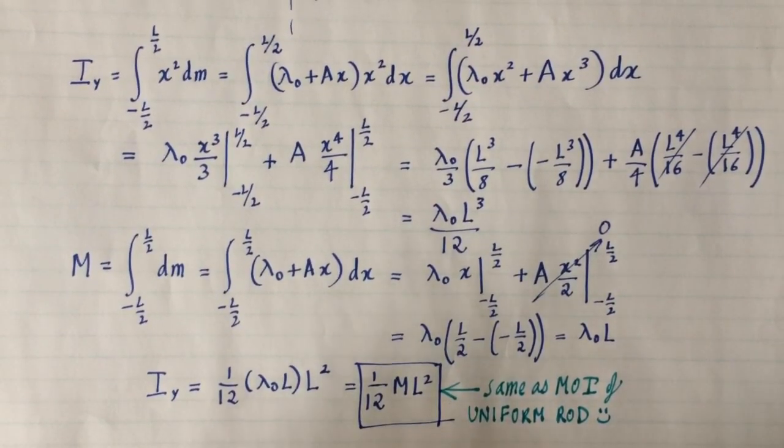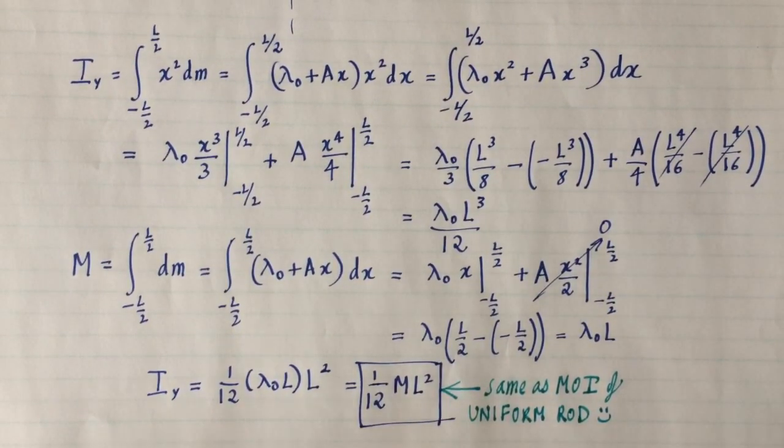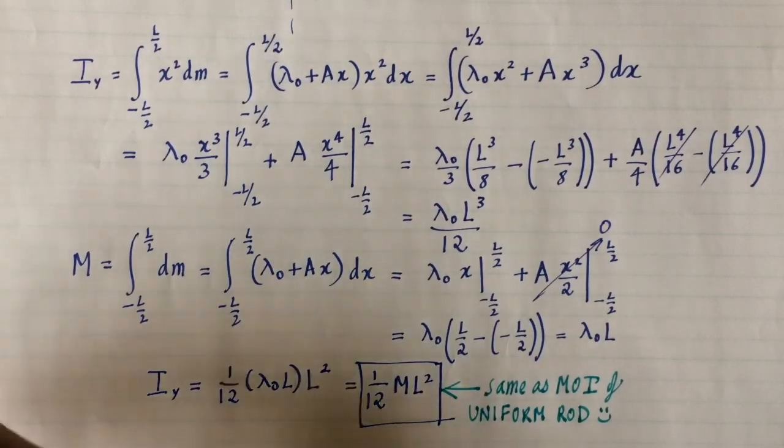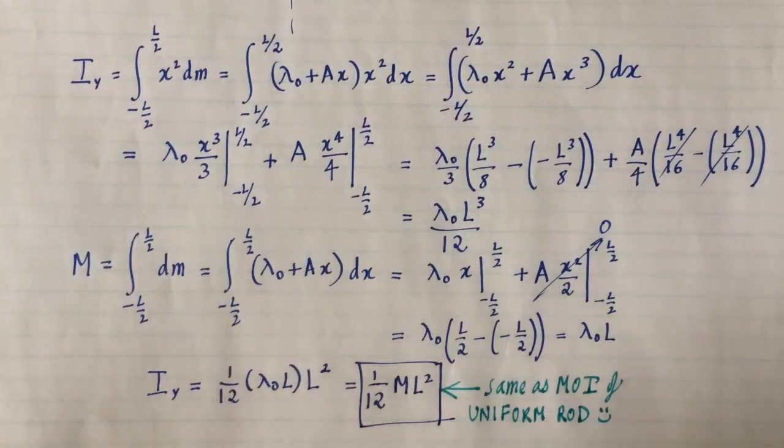That's somewhat surprising because starting out, even I did not realize this would be the case. It takes as much effort to rotate this rod about the central axis as it would a uniform rod of the same mass. Well, thanks for watching, and I hope you understood how to find the moment of inertia of a non-uniform distribution through integration.